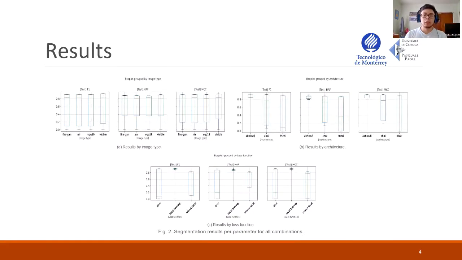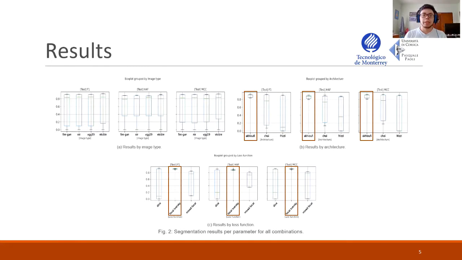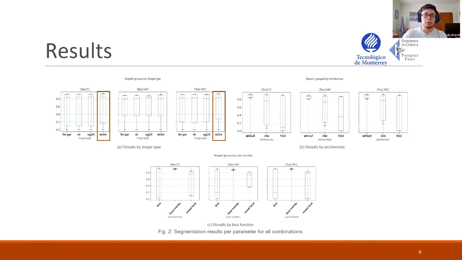Here we can see the results. We can see that there is a significant difference in the results according to the different architectures and loss functions that you use. In particular, we can see that the Aglofi architecture and the focal traversal loss display the best results. And in contrast, we can see that no matter the image type you use, there is a very little difference in the results, with only a small advantage for visible images.